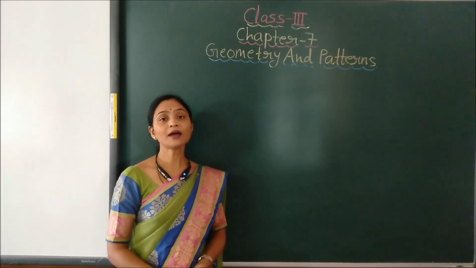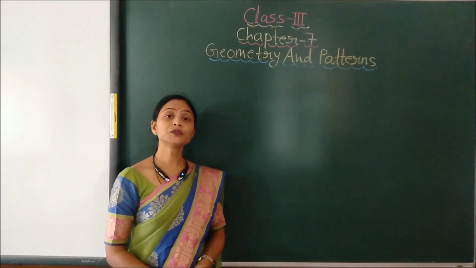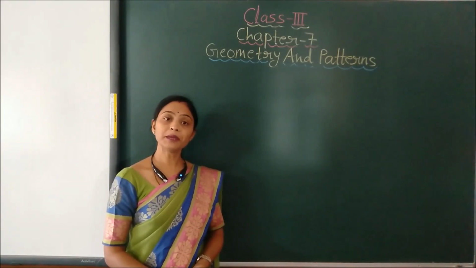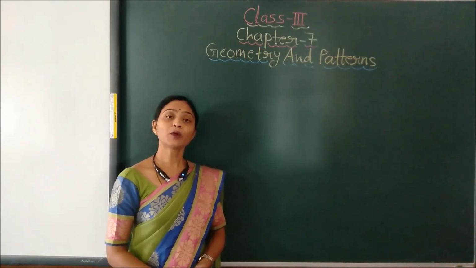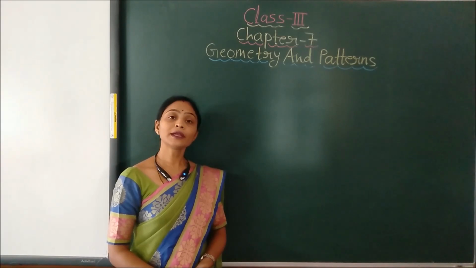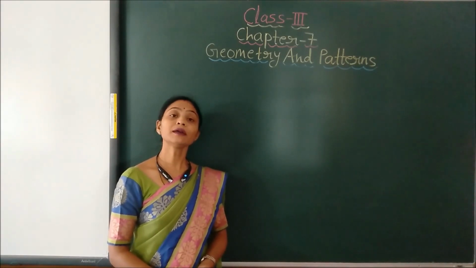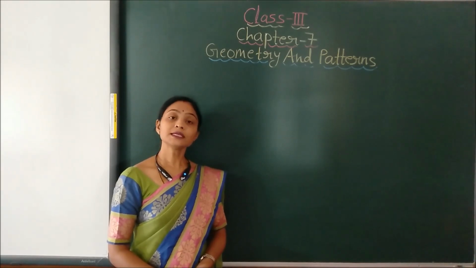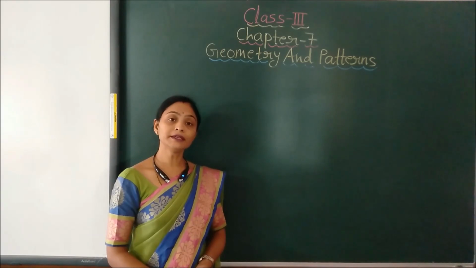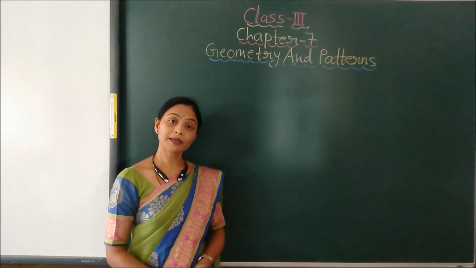In division we have learned division of 2, 3 and 4 digit numbers with and without remainder. Then we have learned properties of division also. So this many topics already we have learned in our previous class. Now we are going to move to our next chapter. See children, chapter 6 fractions we have deleted to reduce your syllabus.